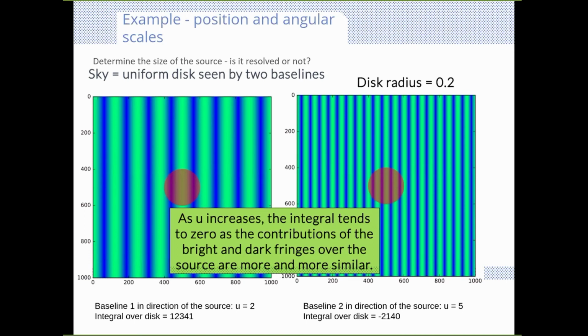So this is exactly how the disk diameter of Betelgeuse was measured, right? Back in 1920, in the optical. At that 121-foot separation of the mirrors, the fringes essentially disappeared. So the integral over the source went to 0, right? And at that point, that gives us the size of the source.